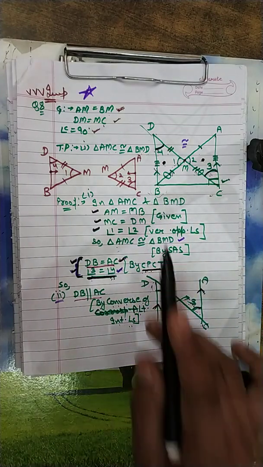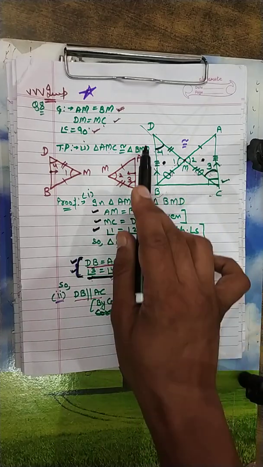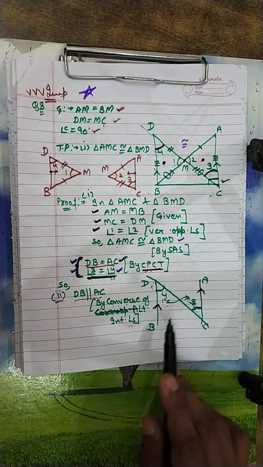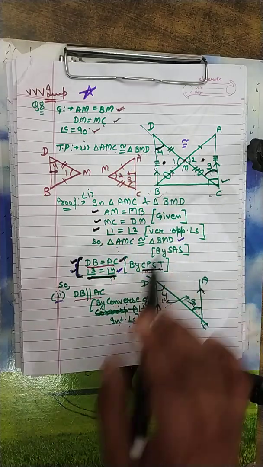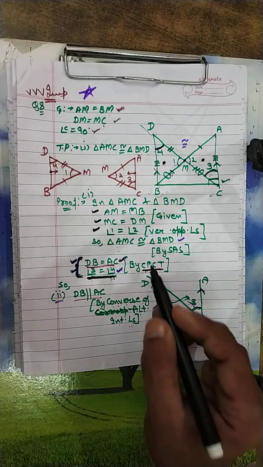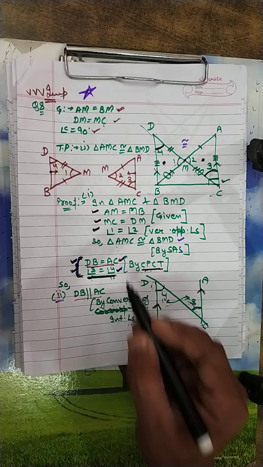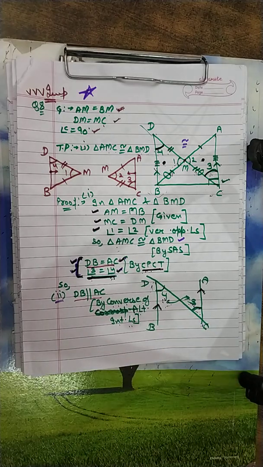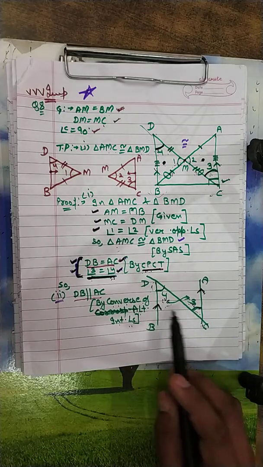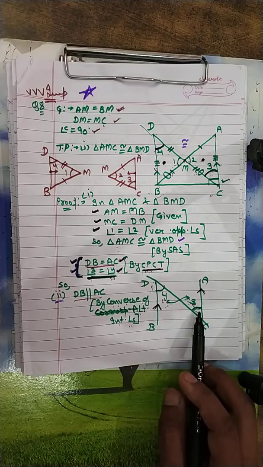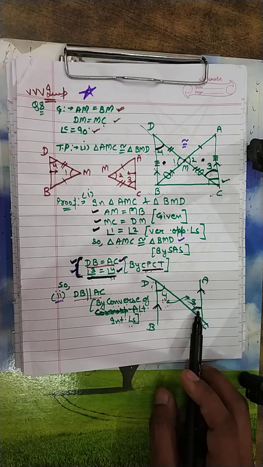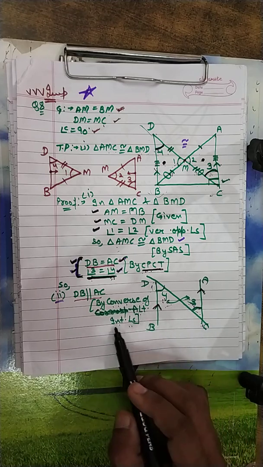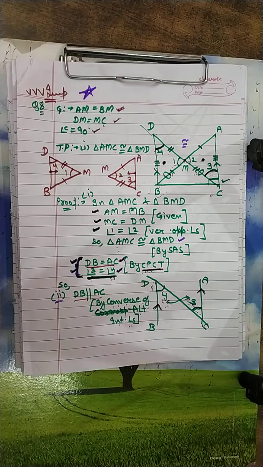Now how to solve this? Now, DB and AC lines, I have drawn here, and DC is a transversal. We have already proved that angle 3 equals angle 4 by CPCT. So angle 3 and 4 are equal to each other by CPCT. If both are equal, both are alternate interior angles. By converse of the alternate interior angles, DB is parallel to AC.